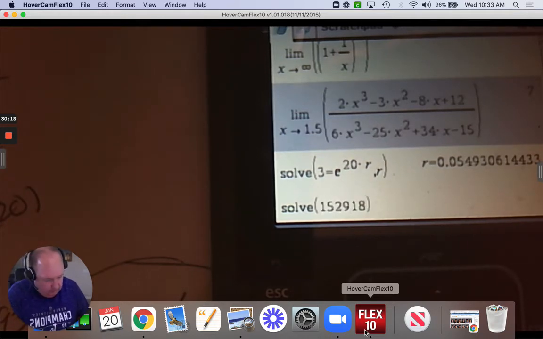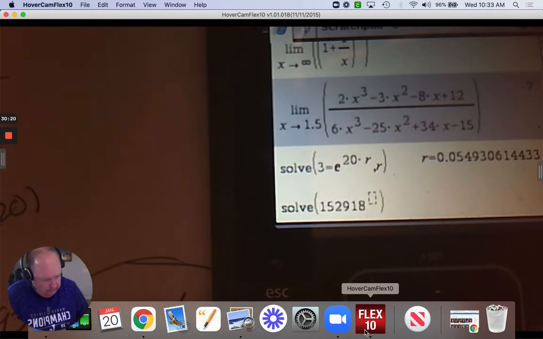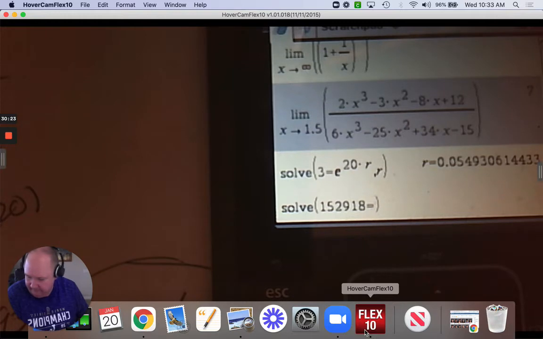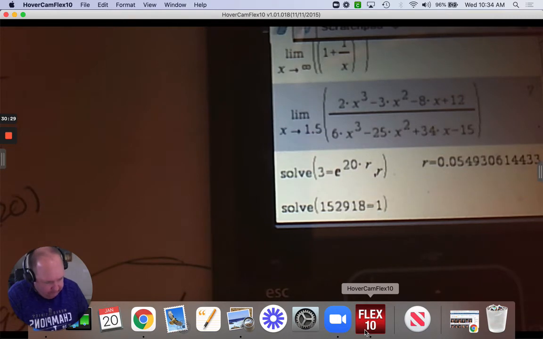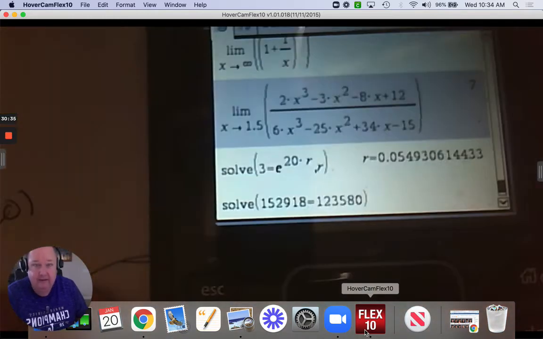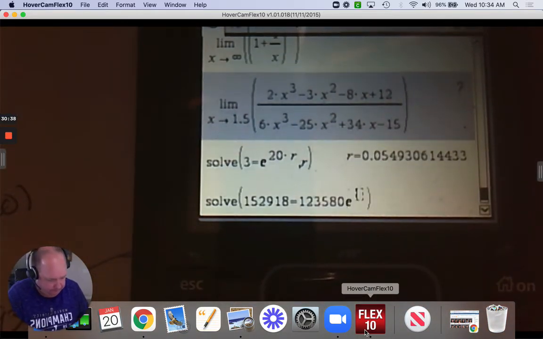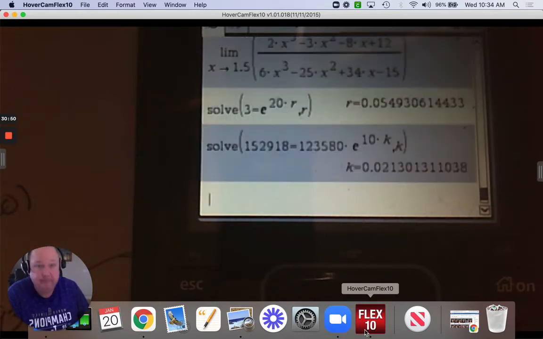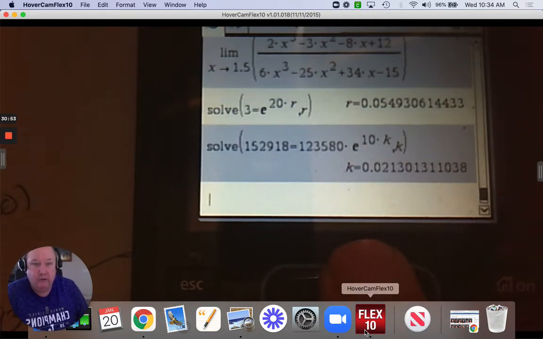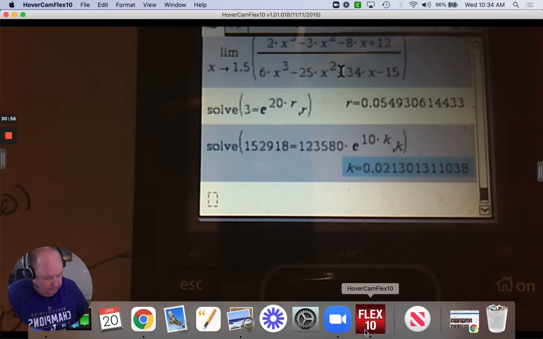So it's 152,918 equals, that's the button, 123,580, and then it's e to the k10, which is 10k. Okay, so comma k, and there's the rate. Now, what we're going to do is highlight over it. I'm going to go Control C. Now it's copied in my calculator.